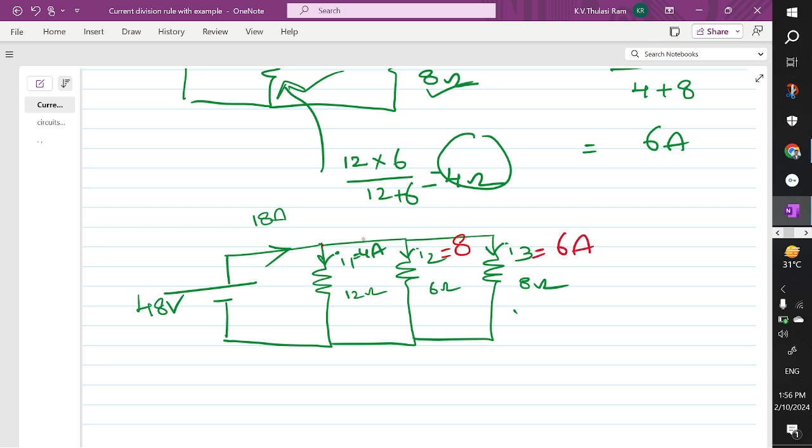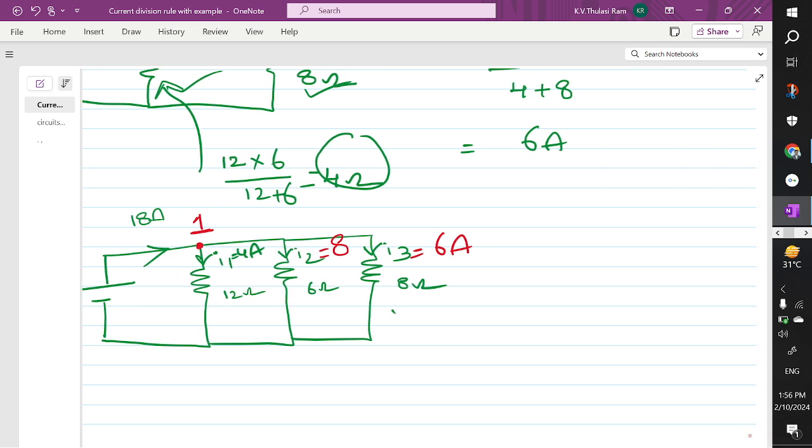Now let's apply KCL, Kirchhoff's current law, at node 1. What is the current in this branch? I want to find this current Ix. Ix is the entering current. What are the leaving currents? You apply the KCL at node 2 also. Initially at node 1 you will apply later.